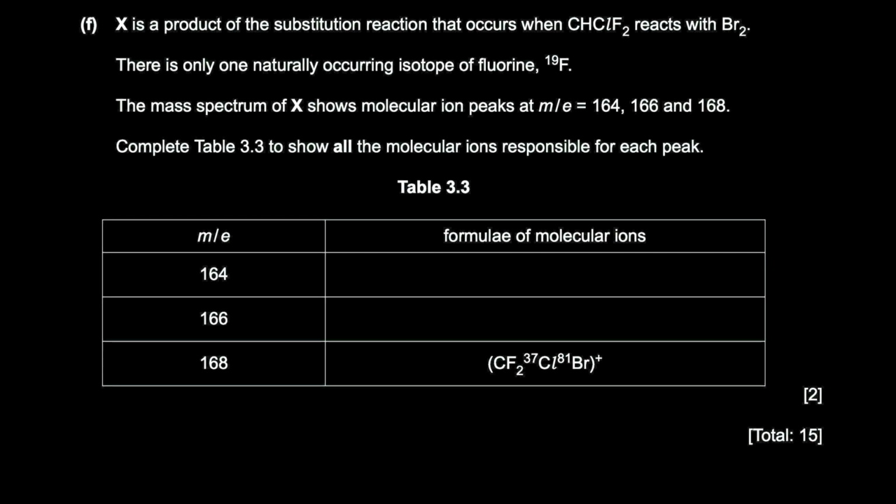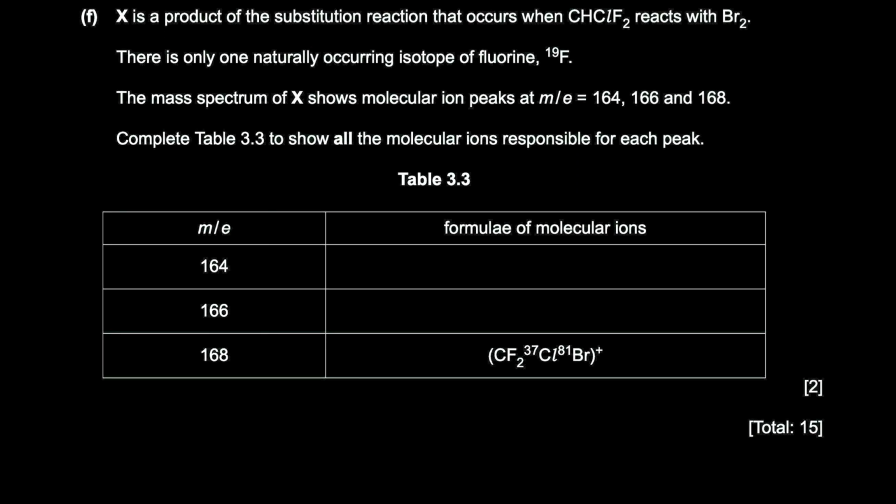X is the product of the substitution reaction that occurs when CHClF2 reacts with Br2. There's only one naturally occurring isotope of fluorine, that's fluorine 19. The mass spectrum of X shows molecular ion peaks at mass to charge ratio 164, 166 and 168. Complete table 3.3 to show all the molecular ions responsible for each peak.